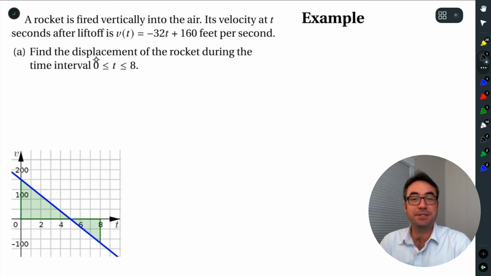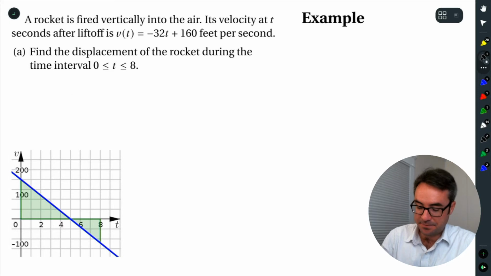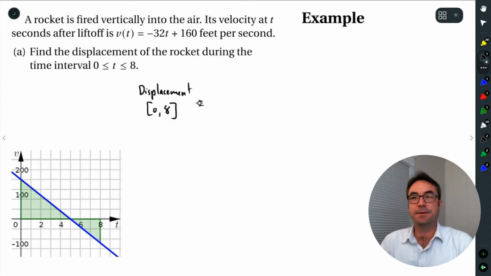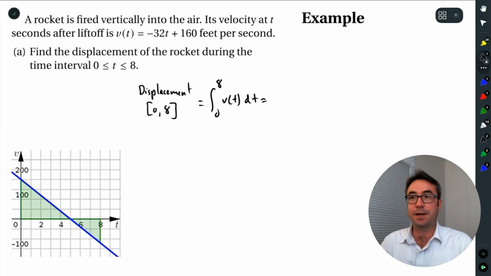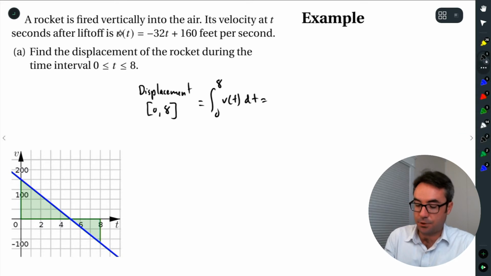we want to find the displacement. So the displacement on this time interval from 0 to 8, what does this represent? Well, it's the integral from 0 to 8 of our velocity function. And we can just calculate this directly. So we have our velocity function right here.